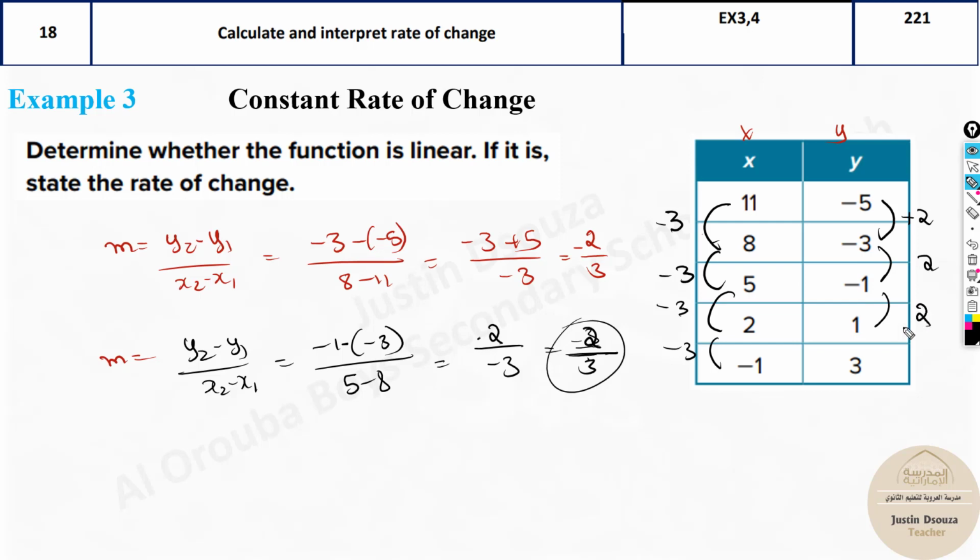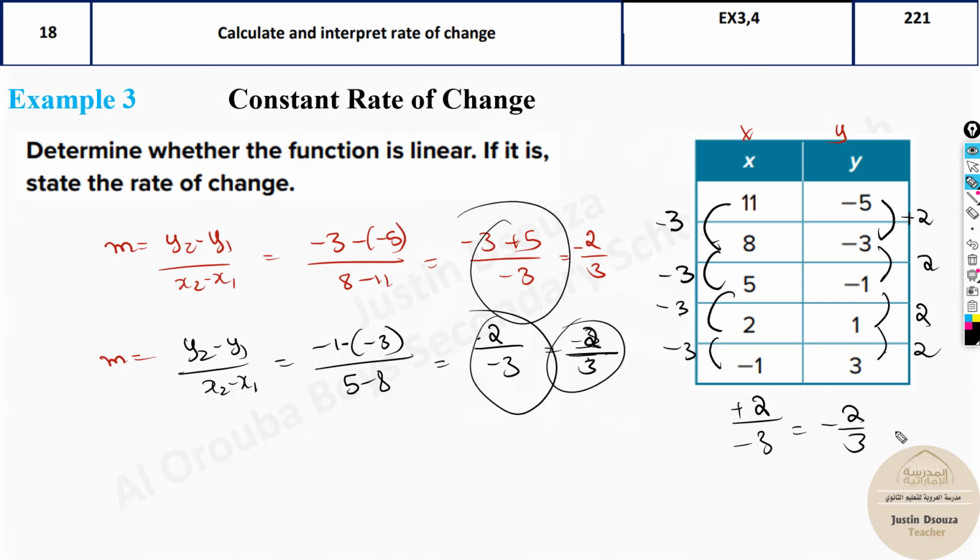Plus 2 plus 2. The difference is even equal on both the sides. That means yes, it is true. So we have plus 2 divided by minus 3. So it was minus 2 by 3. Isn't it? We got the same thing over here. So this is the slope.